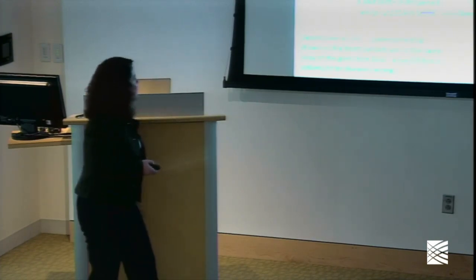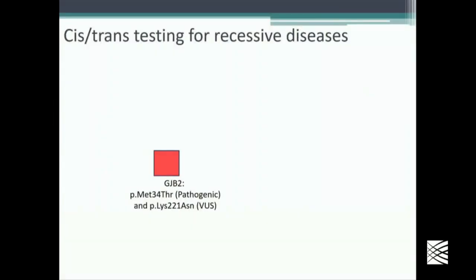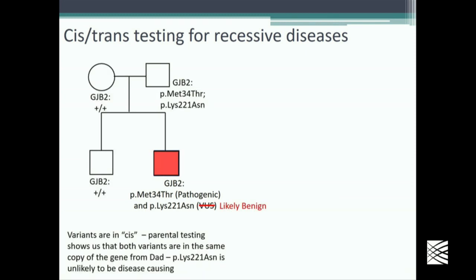So this is an example of a case in the lab. We found one pathogenic variant in the GJB2 gene in a kid with hearing loss, but then there was a VUS on the other allele. How do we interpret that? Well, if you test parents and you find that that variant is not on the other allele, it's actually in cis, we would often interpret that as likely benign.